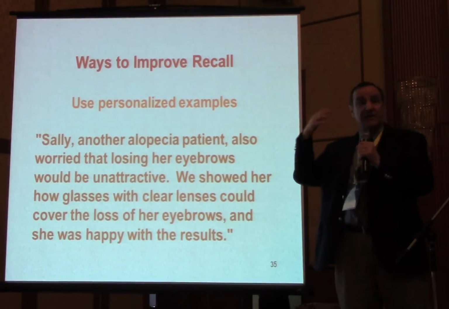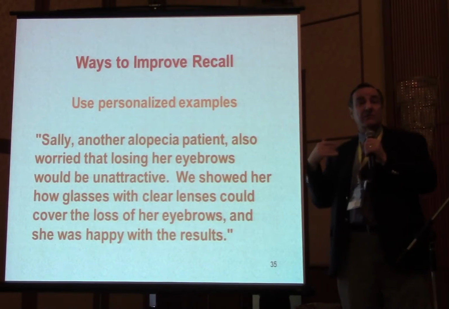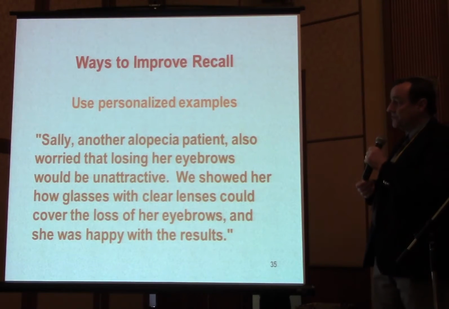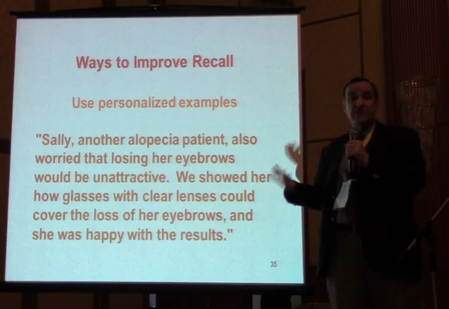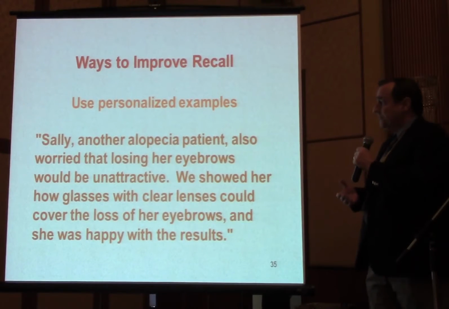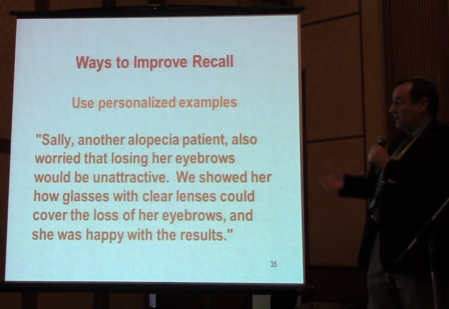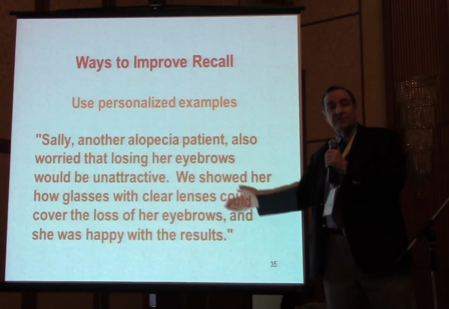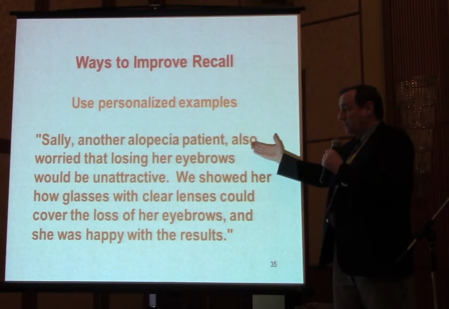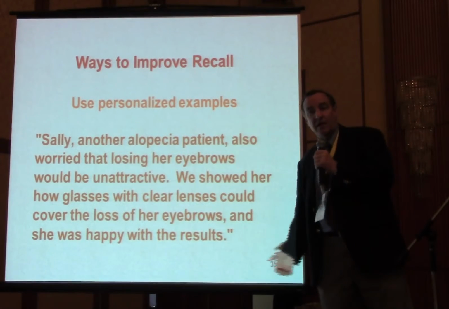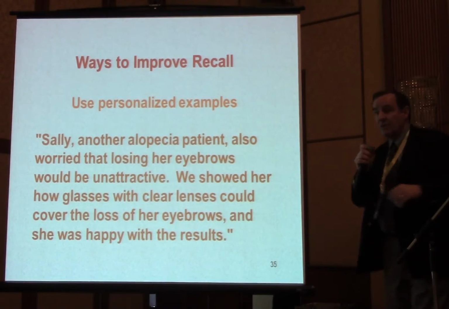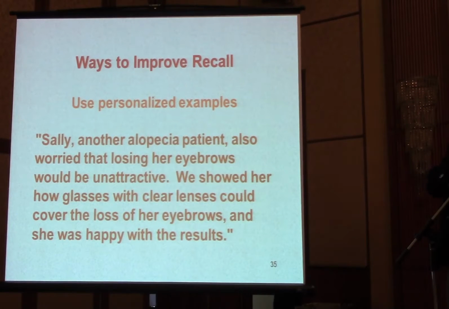Alopecia is a condition where all of your hair falls out. Cancer patients, for example, will have this. And it's very stressful, especially for women. And so here's a description of Sally, who has the same condition the patient has, and they're showing what they did to help Sally out. And this is reassuring and increases the credibility of the handout, I think.